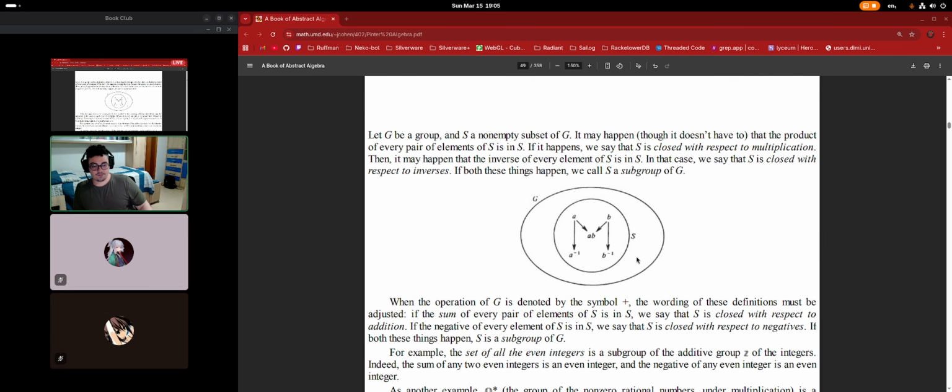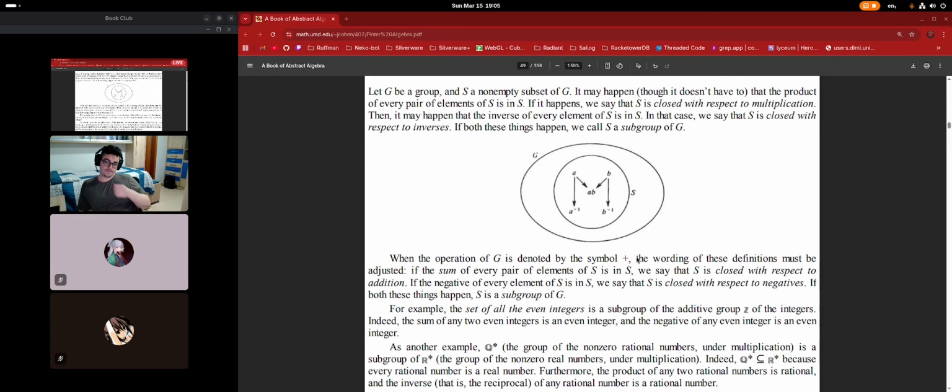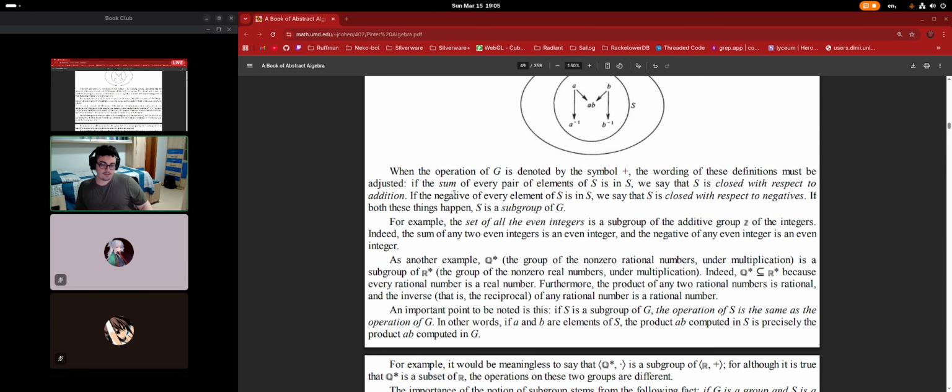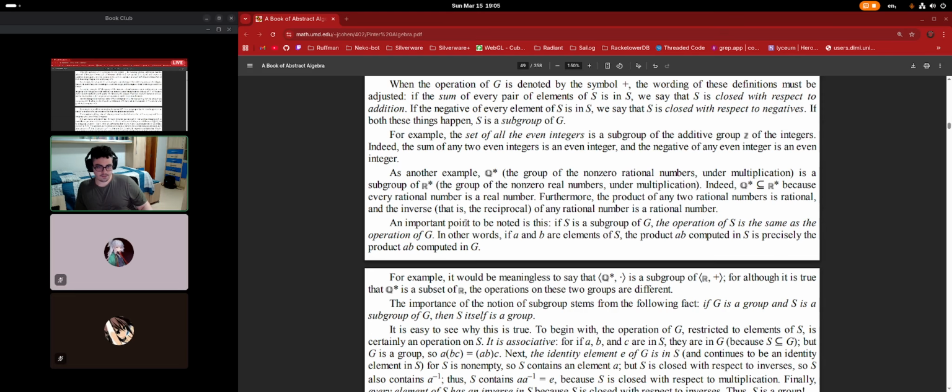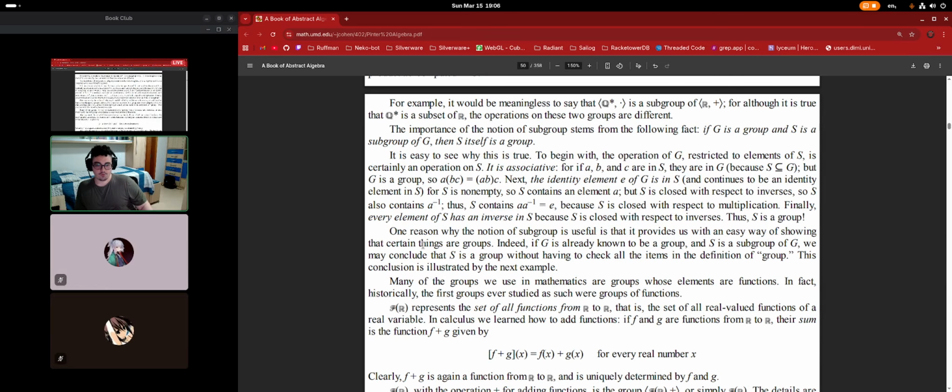So essentially S being a subgroup means that every application of the operation of the group results in an element that is within the subset, and the same thing applies for the inverse. If those two conditions hold, then S is a subgroup of G. Then I have a bunch of examples, such as the even integers, which form a subgroup of the additive group Z of the integers. And indeed, the sum of every two even integers is an even integer, and the negative of any even integer is an even integer. So again, only two conditions must hold.